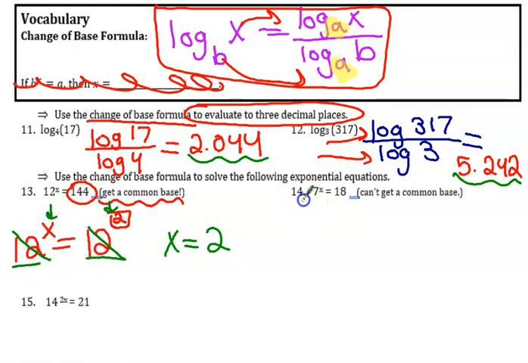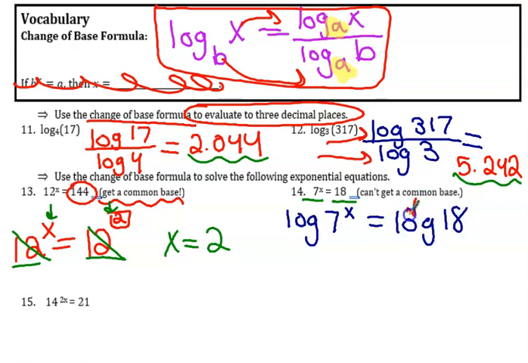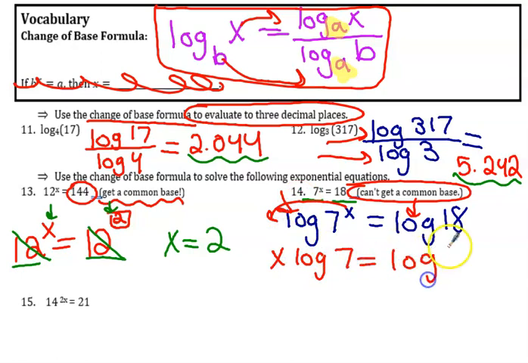Now 7 to the x and 18, I can't do 7 to the something to get 18. That's not going to happen. So what you're going to do is you're going to plug in log on each side. So log of 7 to the x equals log of 18. So I'm inputting in log when you cannot get a common base. Okay, now I need to bring the x in the front. So x log of 7 equals log of 18.